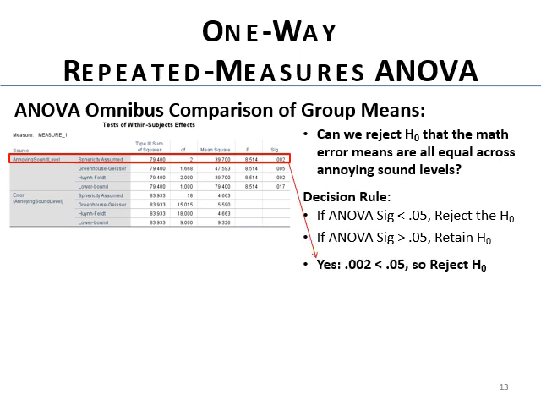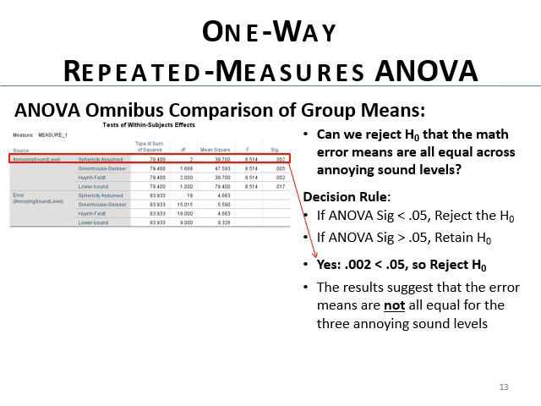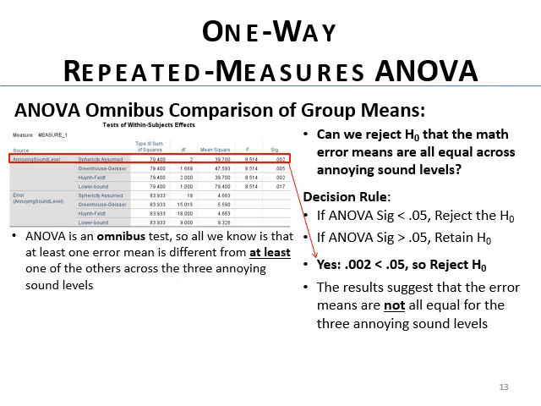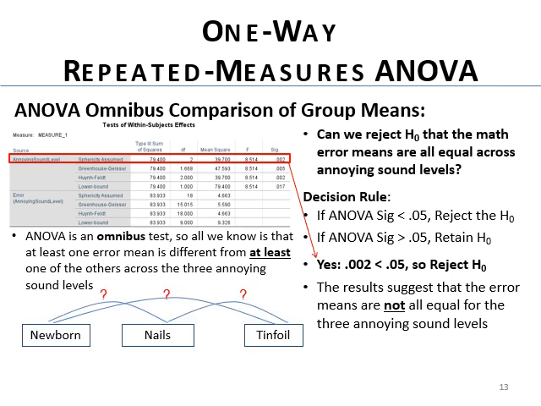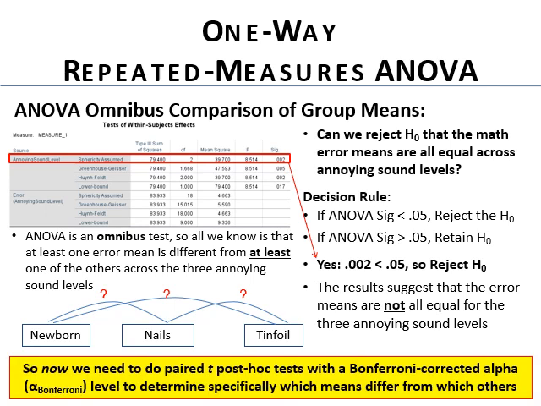That is, the number of errors that they made on their math problems was not equal across the 3 annoying sound levels. All right, so the results suggest that the error means are not all equal for the 3 annoying sound levels. So it begs the question, that's an omnibus test. All we know is that at least one error mean is different from at least one of the others across the 3 annoying sound levels. Which one's different from which? Well, we've got to do our paired t-test post-hoc tests using our Bonferroni corrected alpha level to determine specifically which means differ from which others. That's our post-hoc tests.